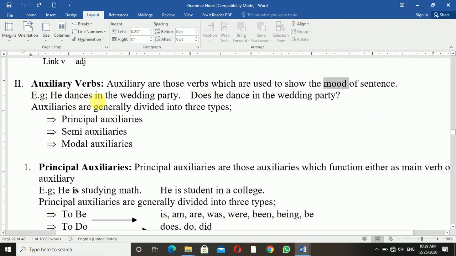So let's see the example. He dances in the wedding party. Look at the sentence. There is no auxiliary verb. I told you that some auxiliary verbs are used to form a tense. Whenever you want to change it to an interrogative sentence, we need auxiliary verbs here. Without auxiliary verbs, you cannot change the sentence into interrogative. Here, does is an auxiliary verb. It is used to change an affirmative sentence into interrogative.